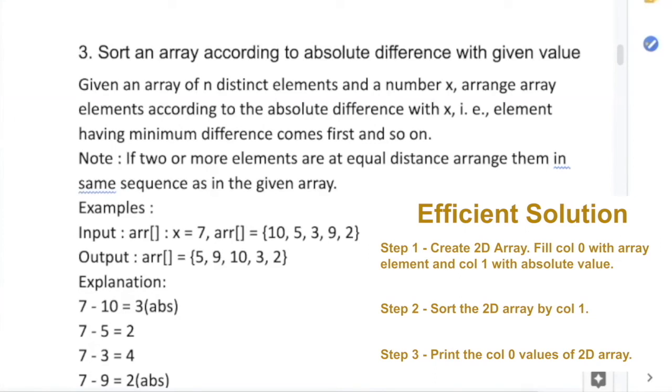And now somehow I have to maintain this mapping between the initial element and the absolute difference. So I should have a mapping corresponding to each of the absolute differences. For example, 7 and 10, absolute difference is 3. So I should know 3 is pointing to 10. Similarly, 7 and 5 difference is 2, so the 2 is pointing to 5. So I should have a mapping which maintains this relationship between the absolute difference and the actual element it is for.